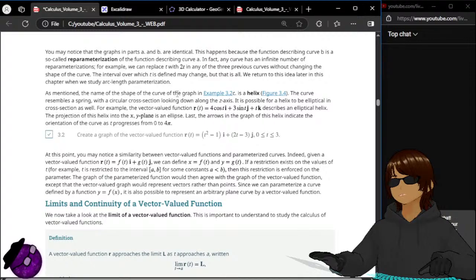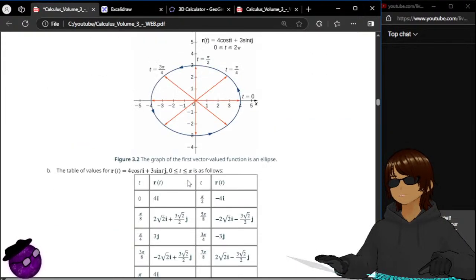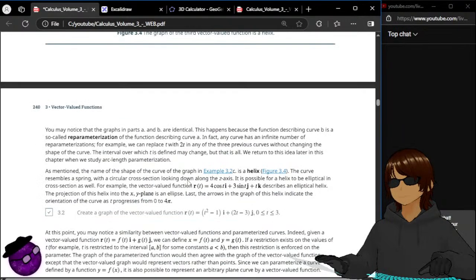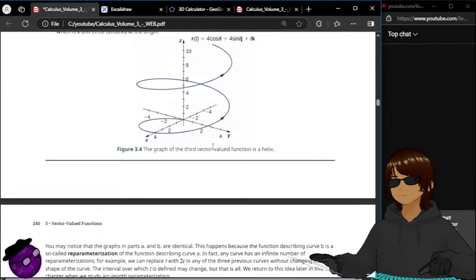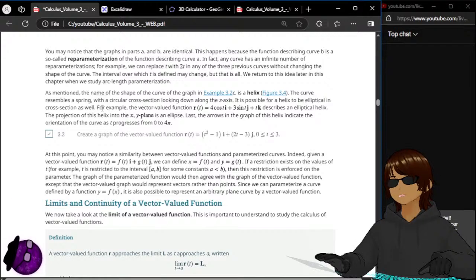As I mentioned, the shape of the curve in example 3.2c is a helix. The curve resembles a spring with a circular cross section looking down along the z-axis. It is possible for a helix to be elliptical in cross section as well. For example, the vector valued function r(t) = 4 cos t i + 3 sin t j + t k, where the coefficient is different now, describes an elliptical helix.